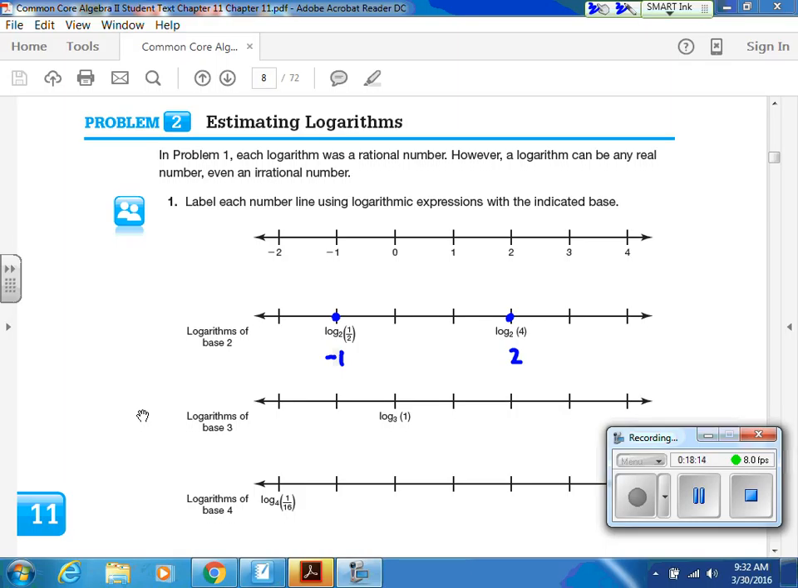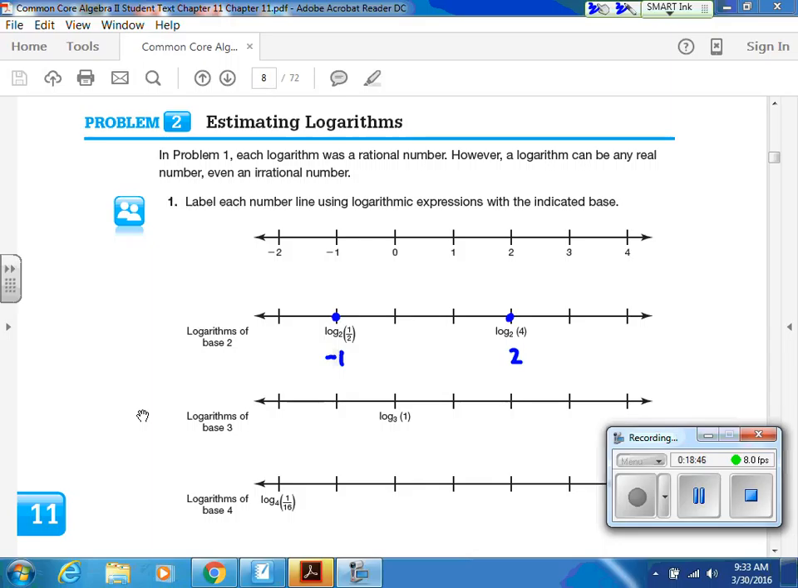Is there any way to get 0 as an answer? Could I get 1 as an answer? How? The exponent would be 0. So if I do, what would that look like as a log? Log base 2. Yeah. Okay. See what I'm saying?